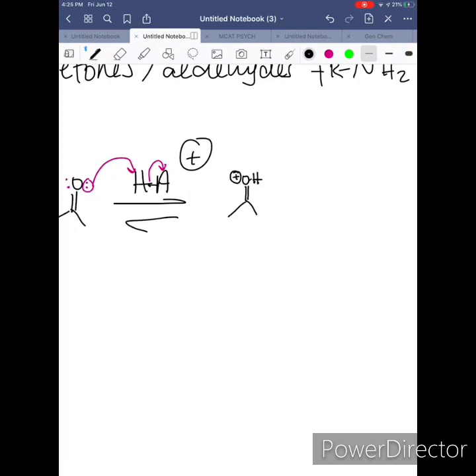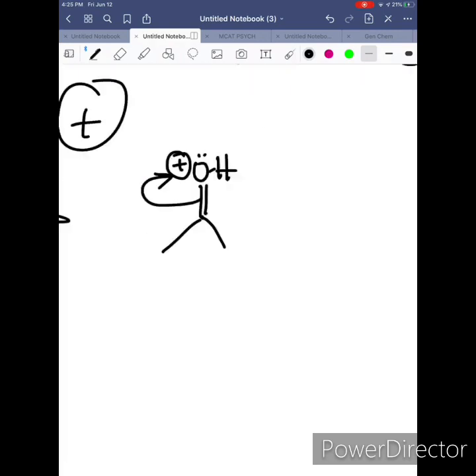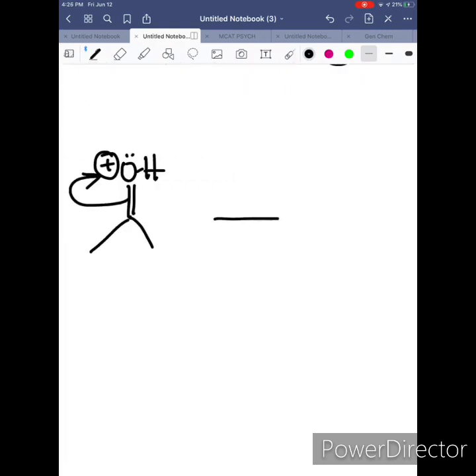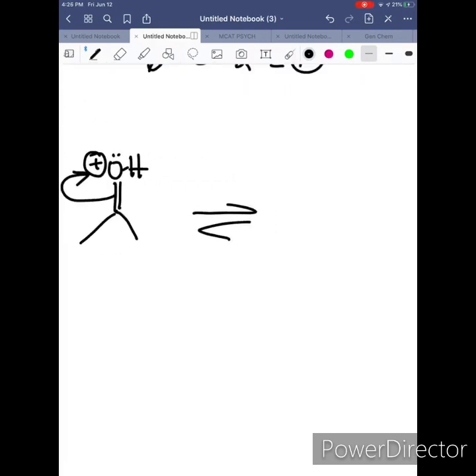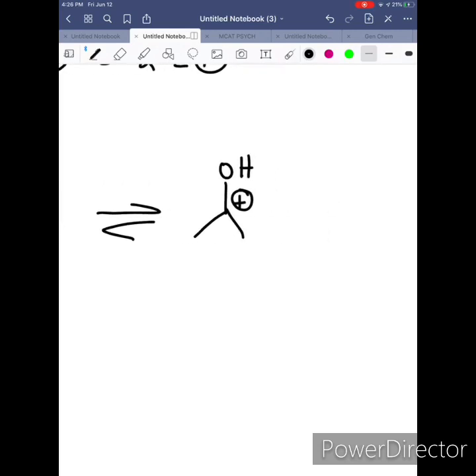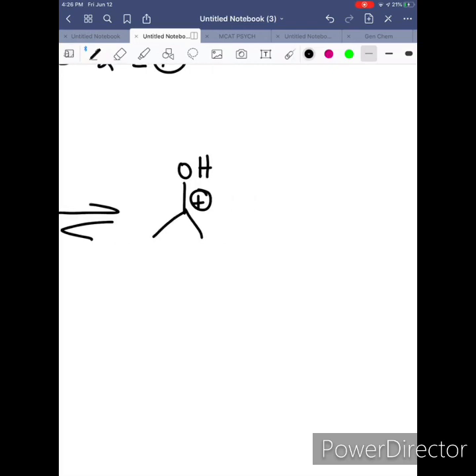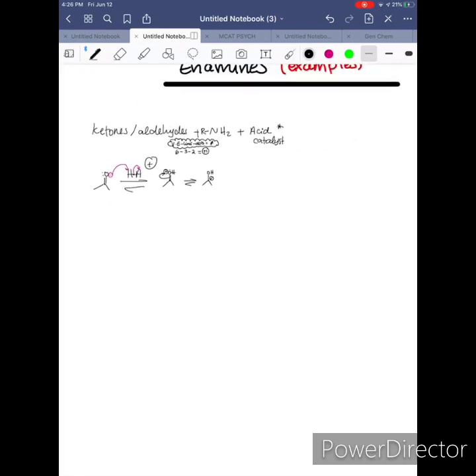Right? And your oxygen is positive now. Oxygen has a +1 formal charge and it does not like that. So these electrons from the double bond are going to shift onto the oxygen, giving us this resonance structure. Now it's happy, but this carbon right here became positive. So now it's very, very electrophilic.